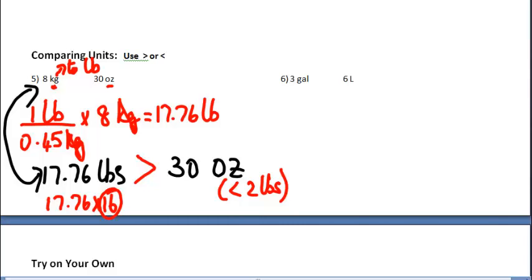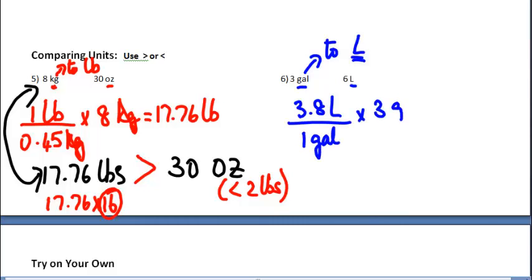I need to figure out if the 3 gallons is a bigger unit or the 6 liters is the bigger unit. Now remember, I can make the gallons into liters or the liters into gallons. It doesn't matter which way. In this case, I just choose to make them into liters. Alright, the conversion factor of gallons and liters is 1 gallon is 3.8 liters, and I need to make it into liters, so I'll leave the 3.8 liters in the numerator over the 1 gallon. Multiply it with the 3 gallons, cross out the units, and I end up with 11.4 liters.